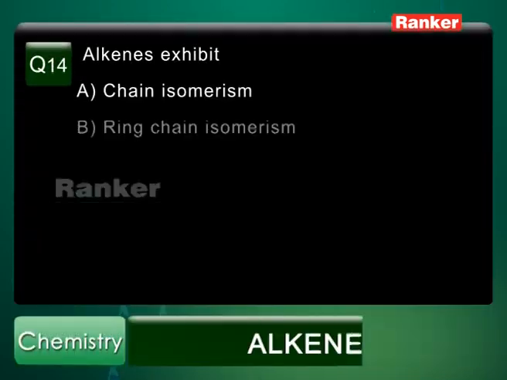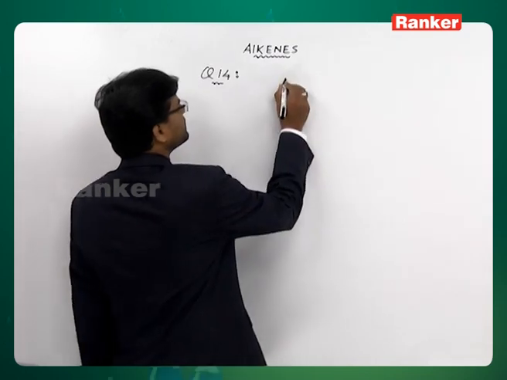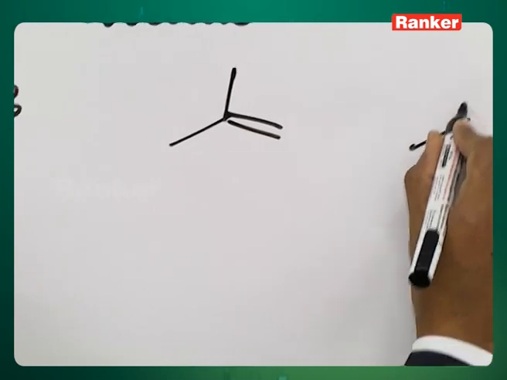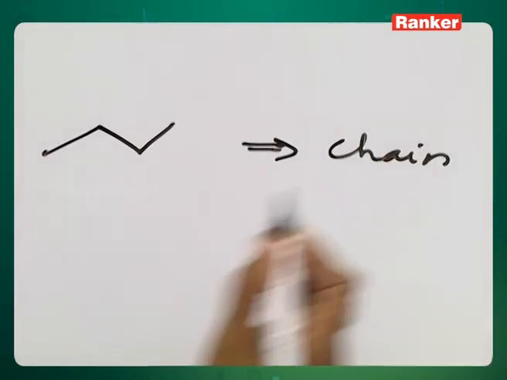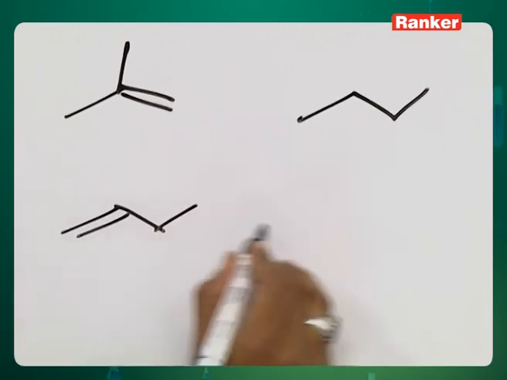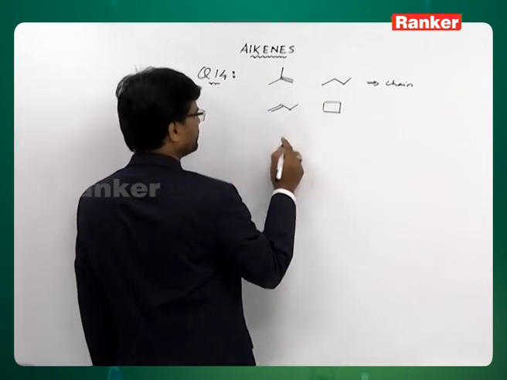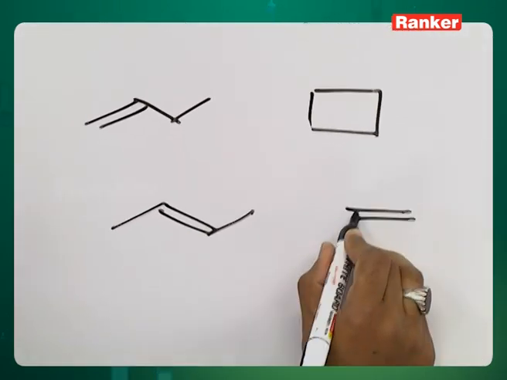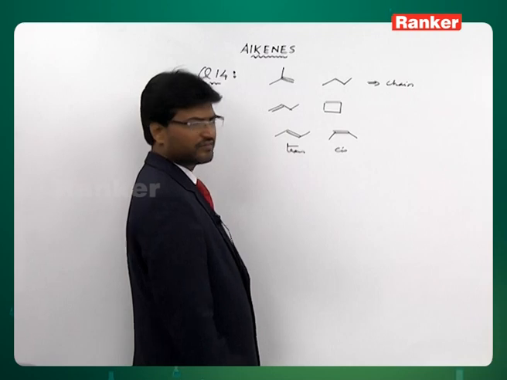Question number 14. Alkenes exhibit A. chain isomerism, B. ring chain isomerism, C. cis-trans isomerism, D. metamerism. And the correct answer is first option A, B, and C. They exhibit chain, ring chain, and cis-trans isomerism. I will show you. These two are related to each other as chain isomers. Well, these two are related to each other as ring chain isomers. Butene and cyclobutane are ring chain isomers, whereas these two are, this is trans and this is cis. These two are a case of cis-trans isomers.